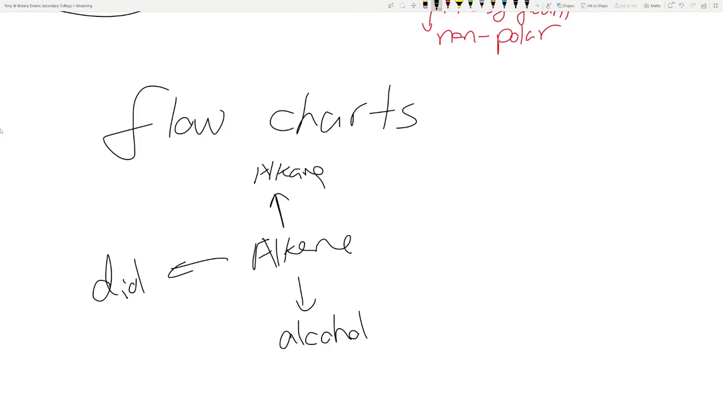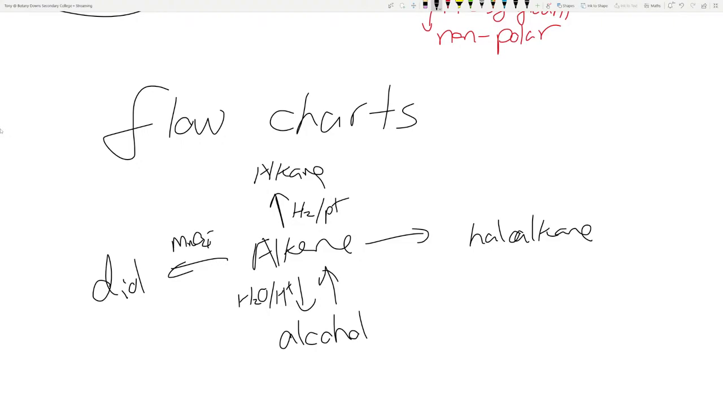With diol, I'm not saying it's wrong, with haloalkane, and then you have H2/Pt. You can have going backwards as well. So this is H2O/H+. This is MnO4-. You get the point. Okay, you get the point.